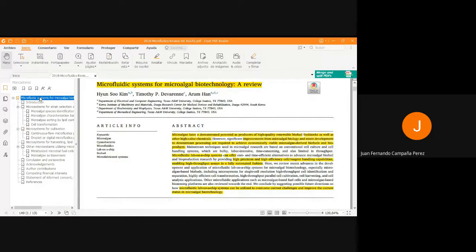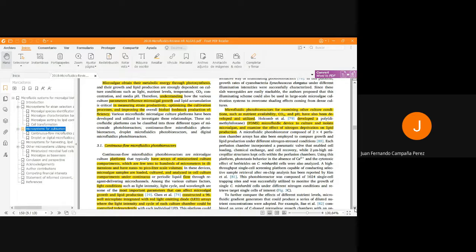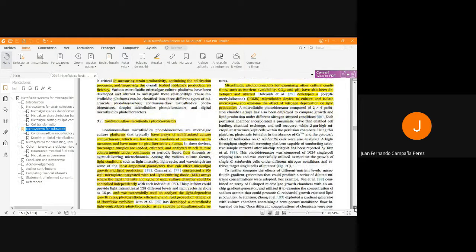Hi everyone, I'm going to finish my talk about this work, microfluidic systems for microalgal biotechnology. I'm going to finish with the microsystems for cultivation. As we know, the microalgae obtain their metabolic energy through photosynthesis. So to understand the various culture parameters that influence the microalgal growth, like measuring the strain productivity, optimizing the cultivation process, and improving the biofuel feedstock production efficiency, the main topic that I'm going to talk about is the continuous flow microfluidic photobioreactors.